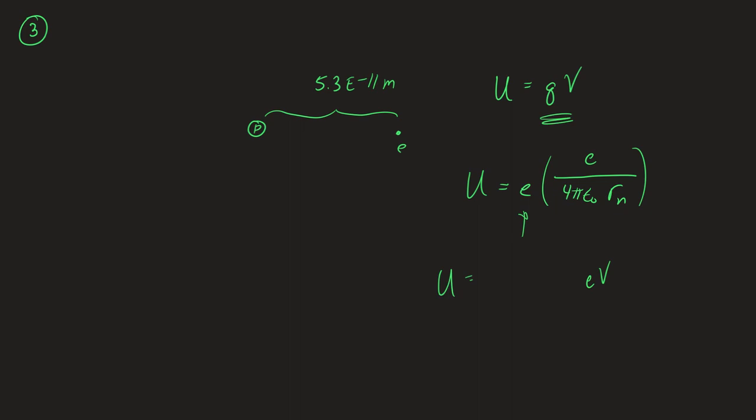So I plugged all the numbers in, and let's see, what did I get? I got 27 electron volts and 4.36 times 10 to the negative 18th joules. The actual ionization energy for hydrogen is 13.5 electron volts. So this is actually more energy than is required to ionize a hydrogen atom.